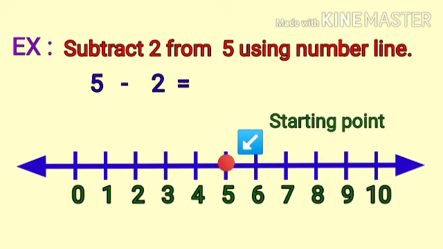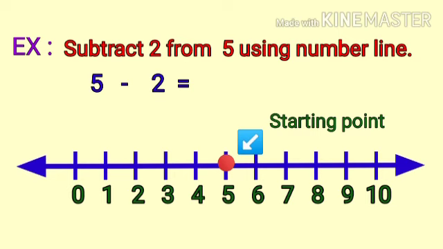And already we know that to do subtractions, we have to take backward jumps. These jumps equal to the second number, that is smaller number. So here the smaller number is 2. So we should take 2 backward jumps starting from 5. Understood, children? We have to take 2 backward jumps starting from 5.